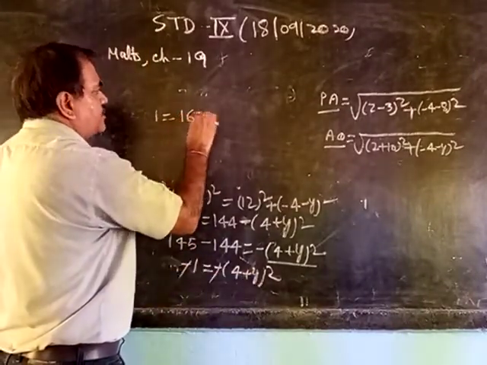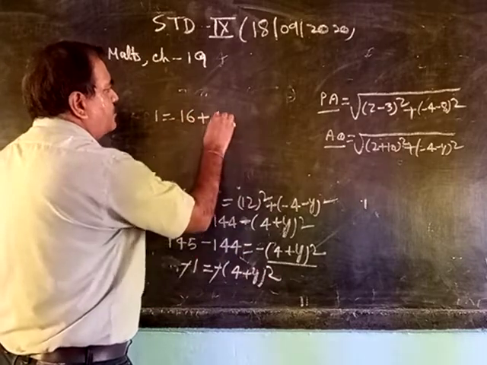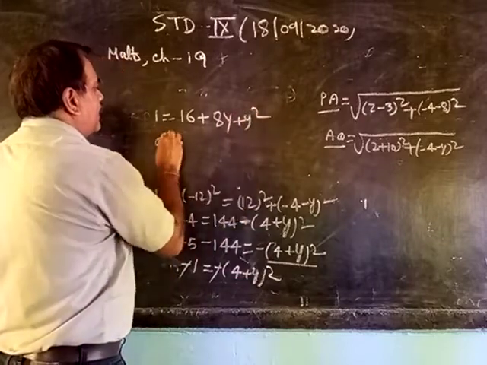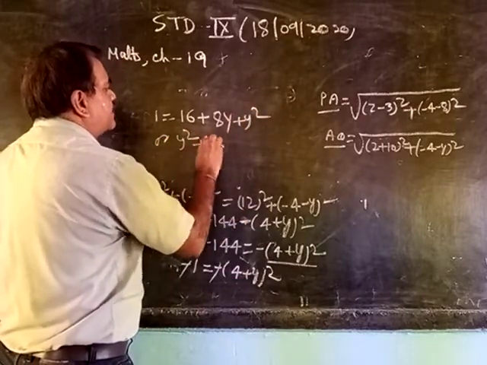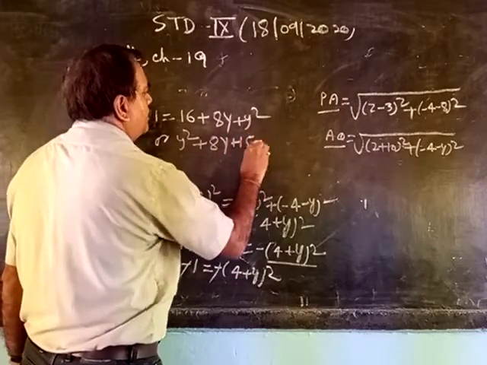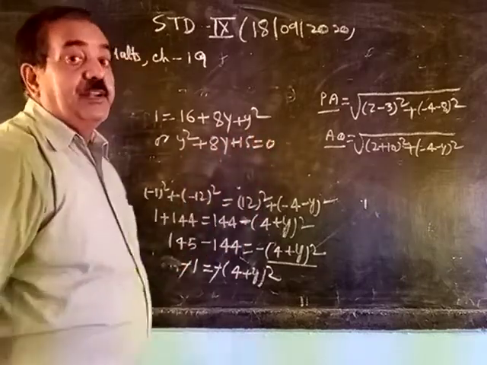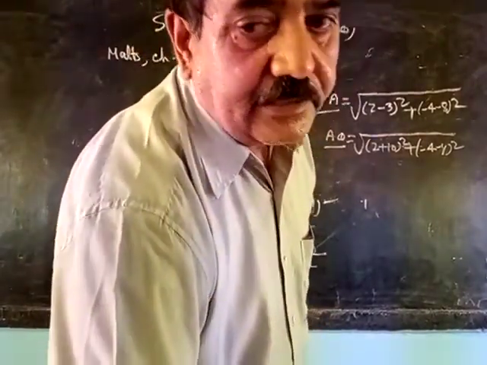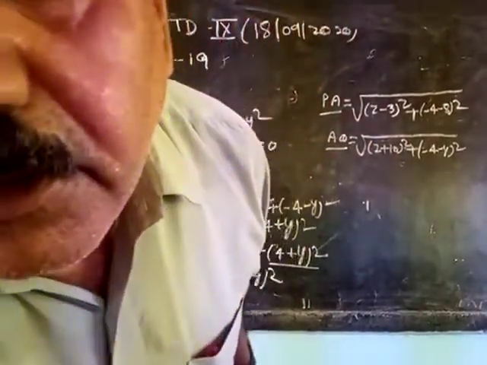a squared means 4 squared, 16, plus 8y plus y squared. Or we can write y squared plus 8y plus 15 is equal to 0. Now you have to split the middle term, then you will get the two values of y. This is one type of question.